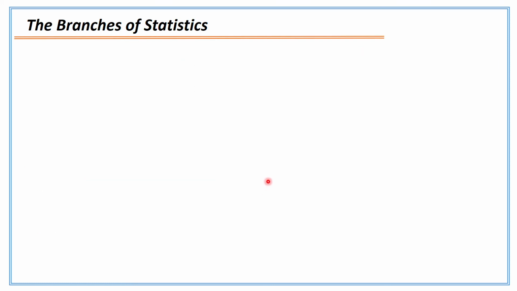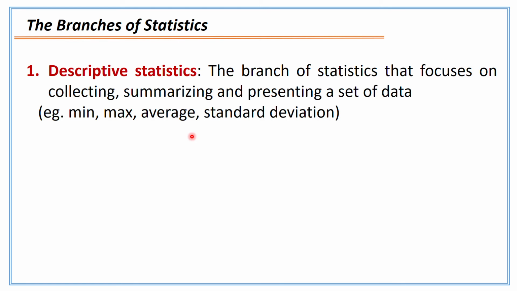Now we will see what are the types of statistics, or more specifically, what are the branches of statistics we read. So first one is the descriptive statistics. As the name indicates, descriptive means the statistics which will be only describing the data, like its minimum value, maximum, average and standard deviation. All these things we will see in my upcoming videos.